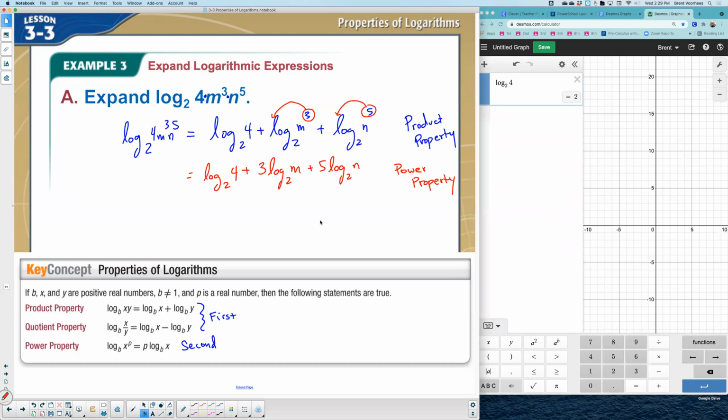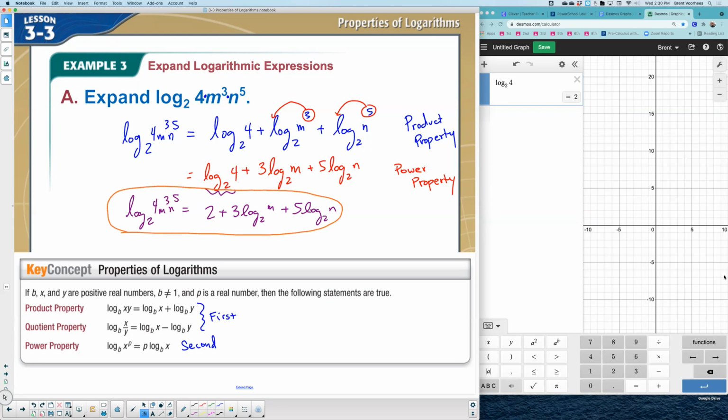So to simplify this, our final answer would look like this. Log base 2 of 4m cubed n to the 5th is equivalent to 2 plus, so that log right there became a 2, plus 3 log base 2 of m, cannot simplify, that's a variable, plus 5 log base 2 of n. That's our solution right there, after simplifying.